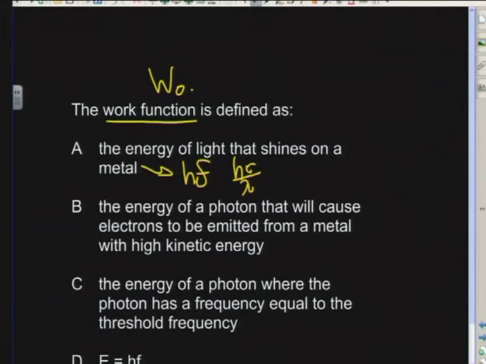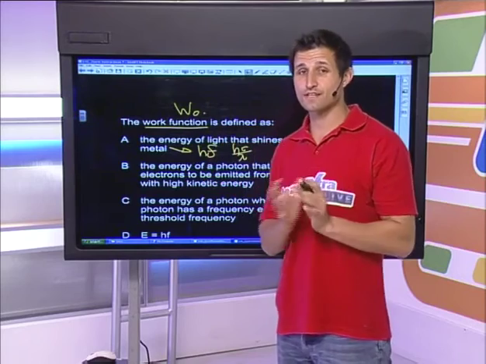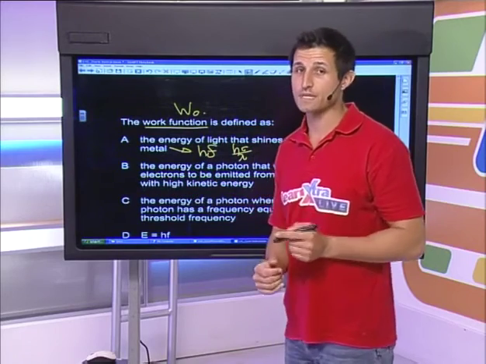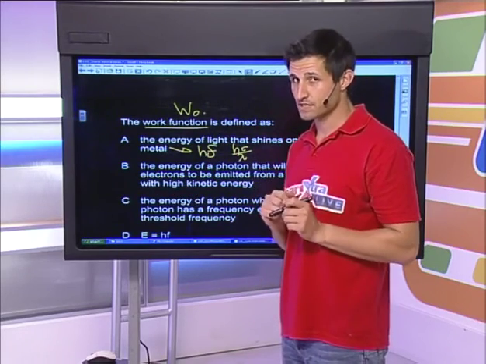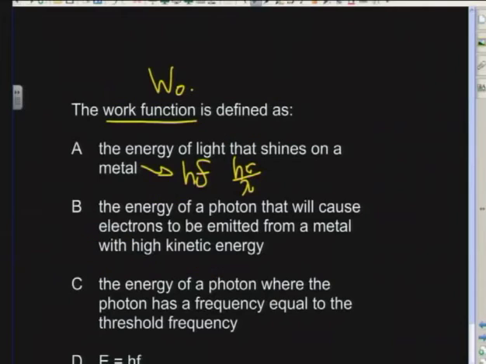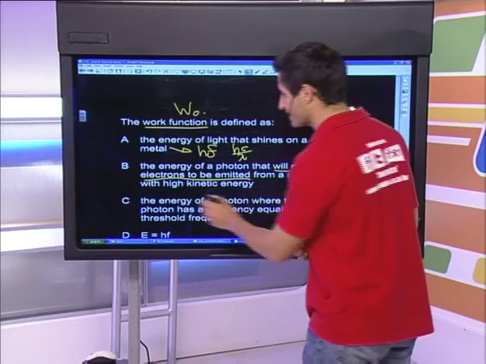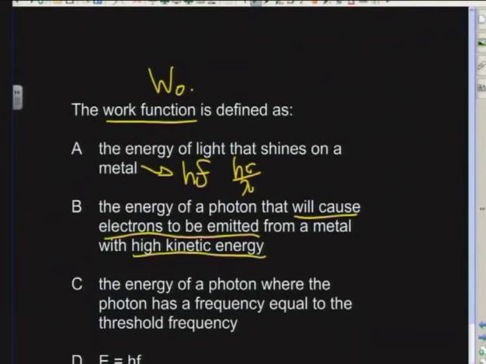But here's where a lot of you, in fact 56% of you, were going for option B. Now, this was the misleading part. It tells me the energy of a photon, and that's a good start because it is to do with the energy of the photon that will cause electrons to be emitted. Oh, wait a minute. Will cause electrons to be emitted. And guys, you got all excited at that stage and you were saying, yes, I've got work function. This looks like the right answer from a metal. Here's where things went wrong. With a high kinetic energy.